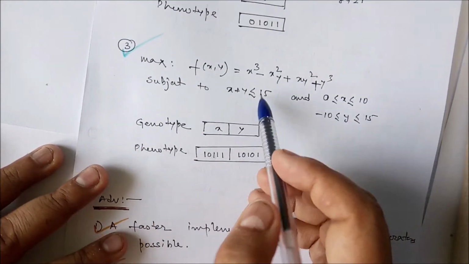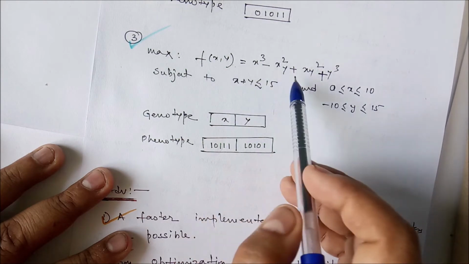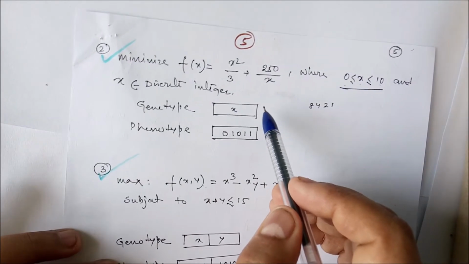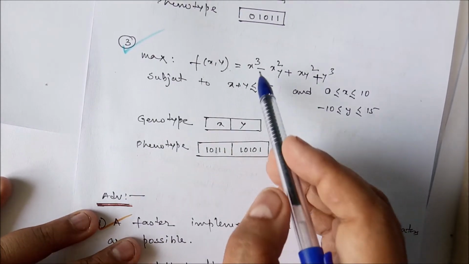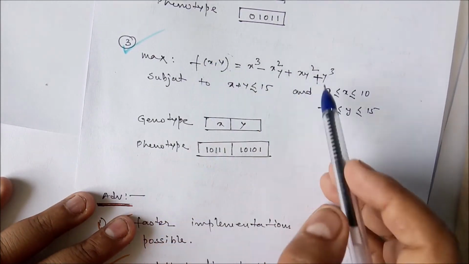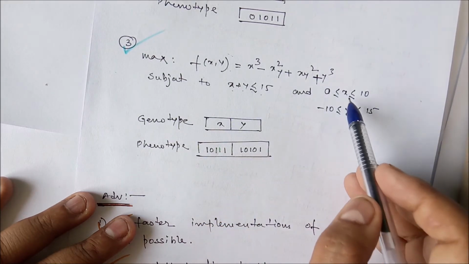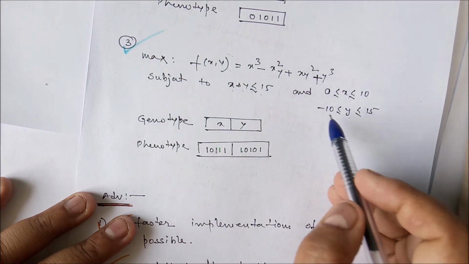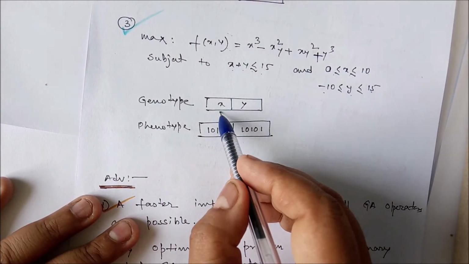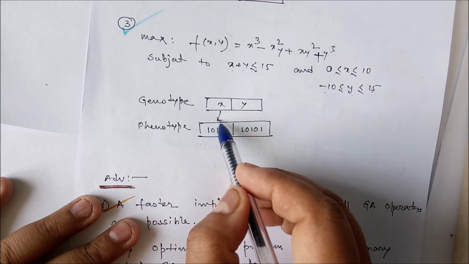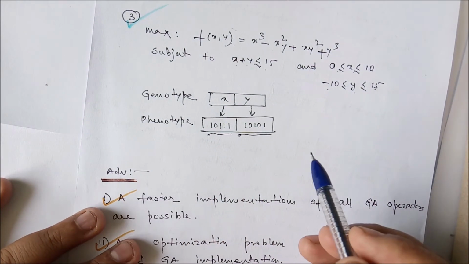Similarly, another example, suppose maximize f(x, y). Here two variables are there. In the previous case only one variable was there, x. In this case two variables are there, x and y. So we have to maximize this, where the constraint is x plus y less than 15. x varies from 0 to 10 and y varies from minus 10 to 15. So here we need two variables, x and y, so we have to encode x into binary and y into binary.